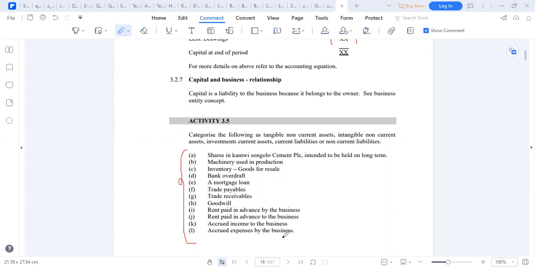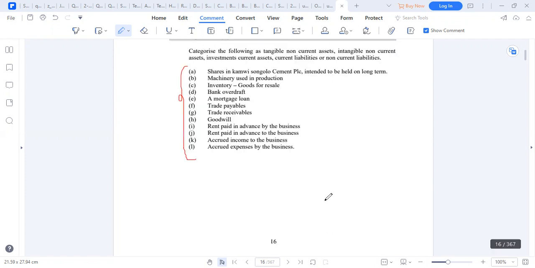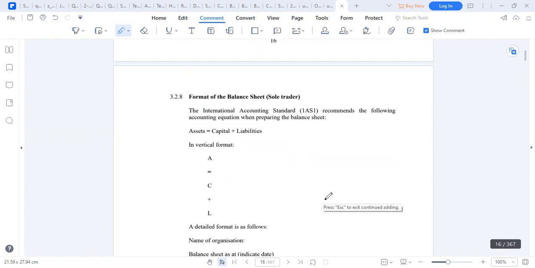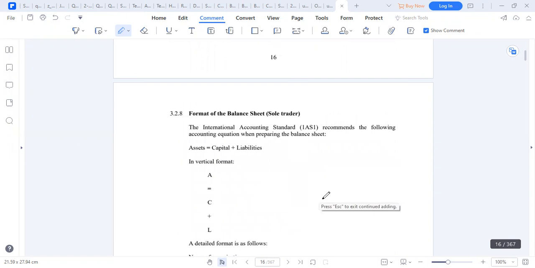Machinery in production, what is this? Inventory, what is it? An overdraft. So you can do this exercise in your own free time, just to identify where they fall. When you're coming up with a balance sheet, it has two forms.